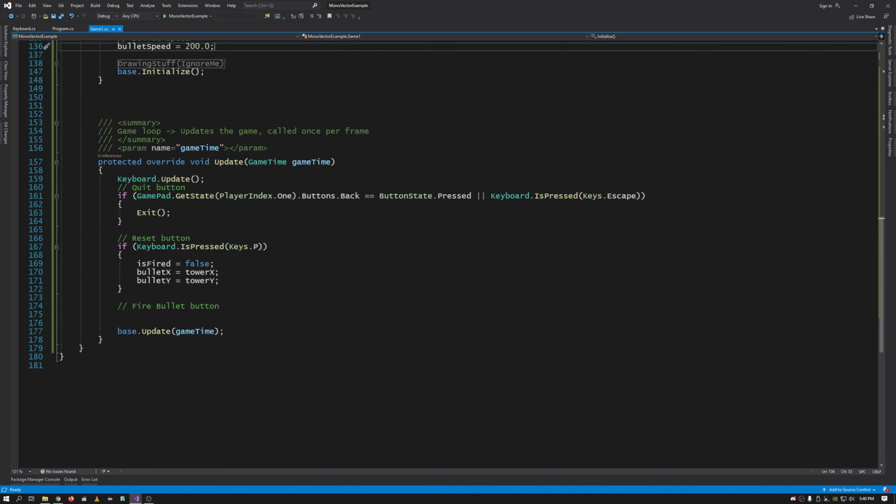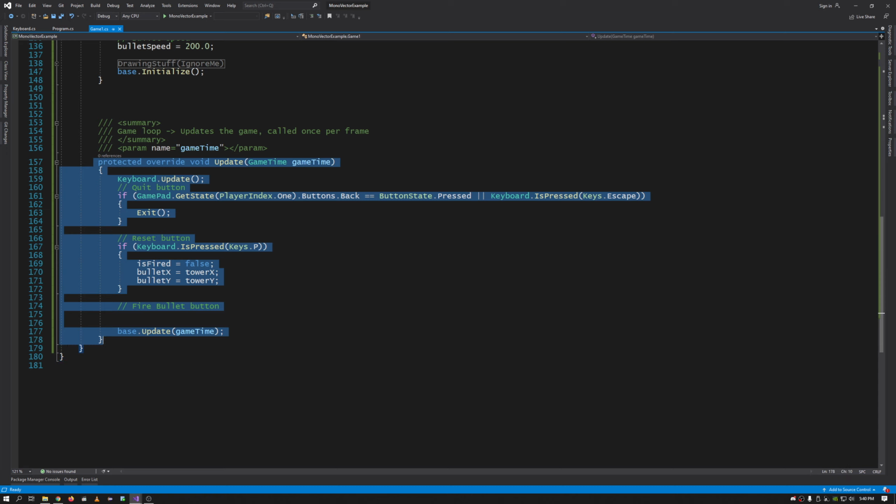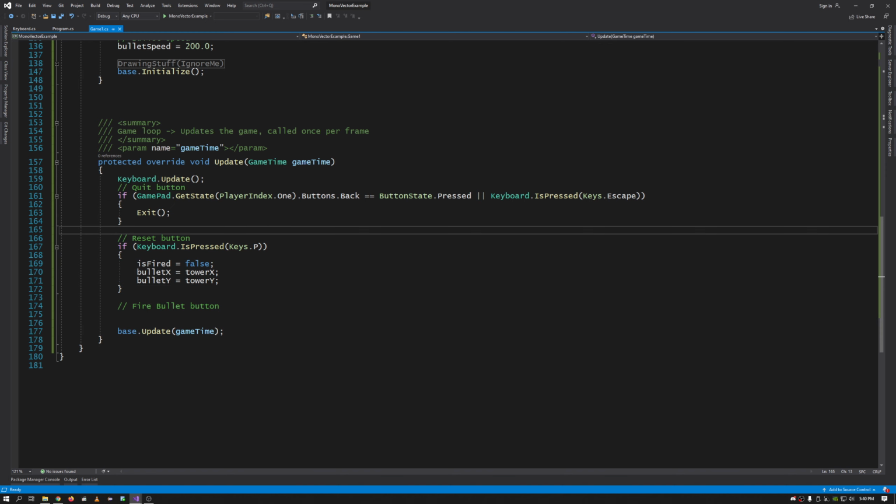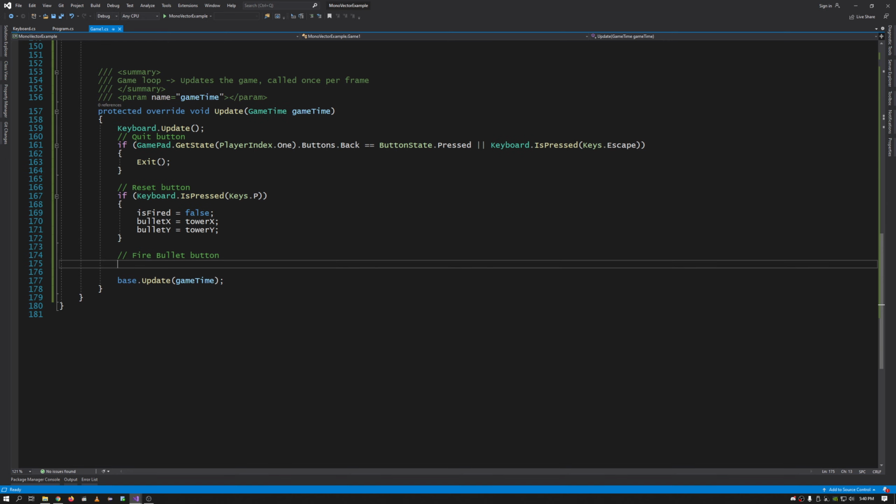All right, so now let's look at our game loop. This is the function that's going to be called every single frame. It's going to loop over and over and over. And so this is where our meat and potatoes of this game is going to be. So let's go over that. Obviously, I have the quit button, where if I press escape, the game quits. I have a reset button so that once I show the bullet do something, if I want to reset it back to the beginning, I just press letter P and it'll reset the bullet to not fired and back at the tower. All right, and then I have a comment here for fire bullet button, which hasn't been coded yet, and that's where we're gonna begin.